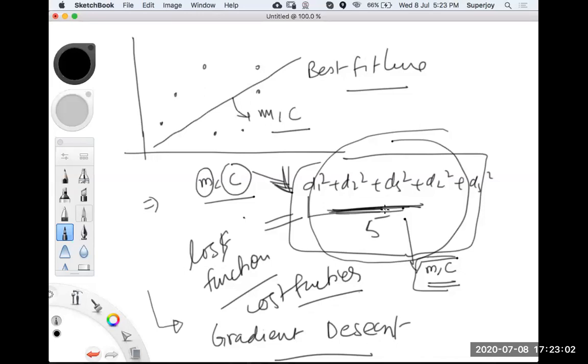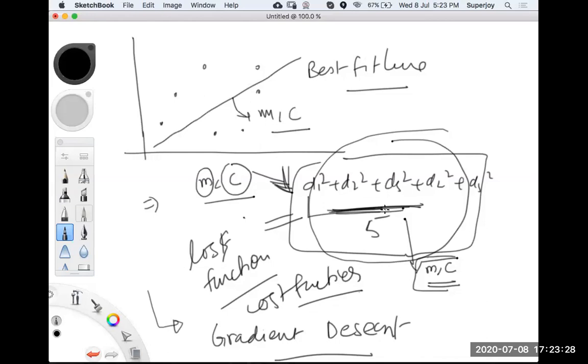Gradient descent is an optimization technique in mathematics. Gradient descent, Newton's method, these are the optimization methods. Why are we using an optimization method here? Because we have to optimize this function. Why do we want to optimize this function? Because we have to draw the best fit line. Why are we drawing a best fit line? Because that would be used to perform the predictions.